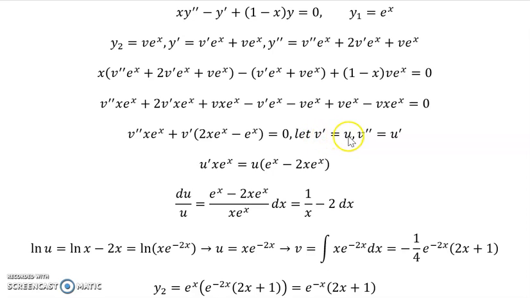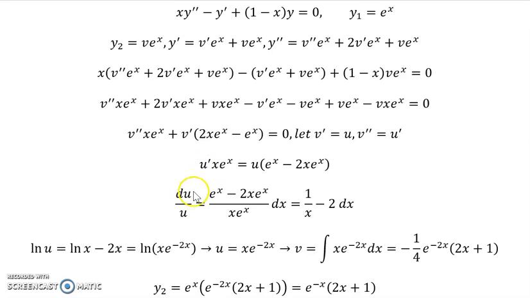So we let v prime equal u and v double prime equal u prime. And I'm going to move this expression to the other side of the equation. And what we have is a separable equation now. It's a first order problem, and we can use any first order technique that we want. But typically, textbook problems will reduce to a separable differential equation.